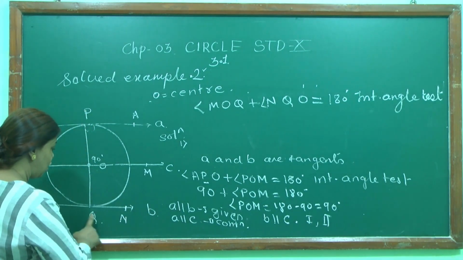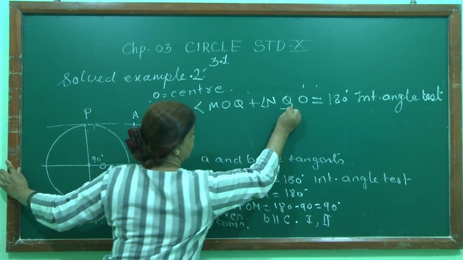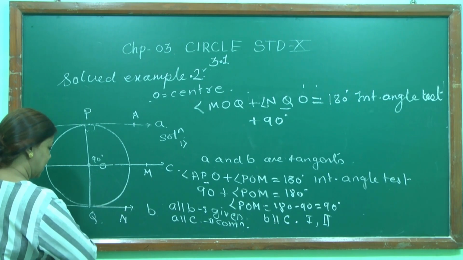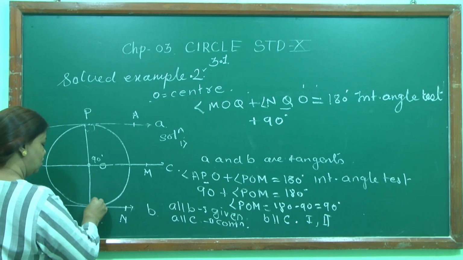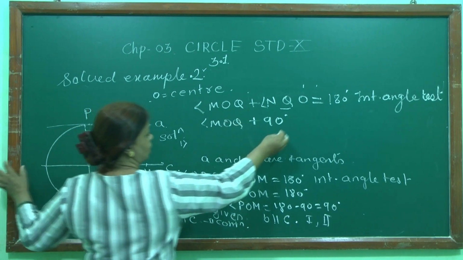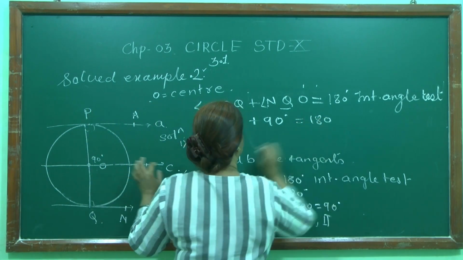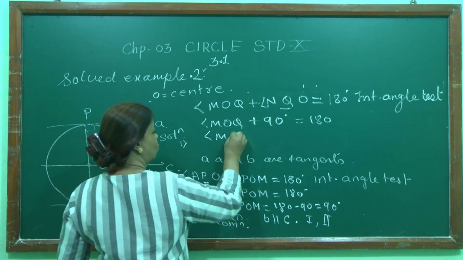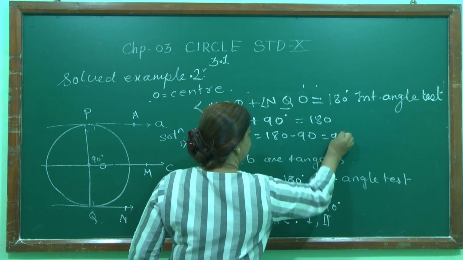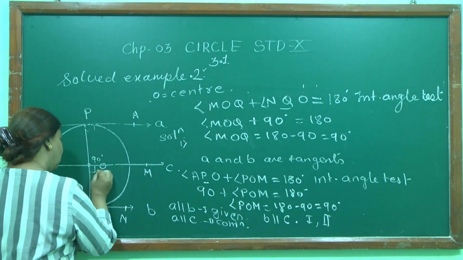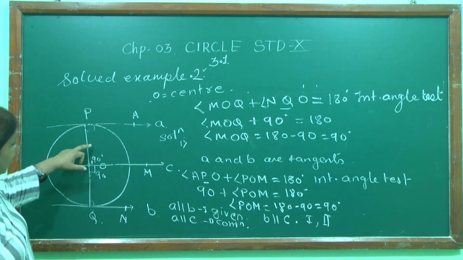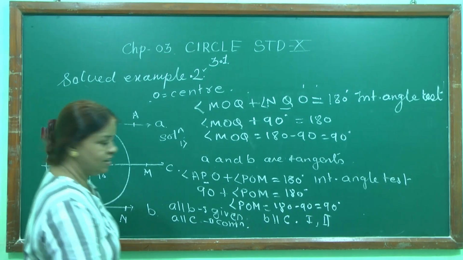Now we know NQO, this angle is 90 degree because this is a tangent and this is the radius. So this is 90 degree. So angle MOQ plus 90 is equal to 180. Now angle MOQ is equal to 180 minus 90, which is equal to 90 degree. So I got this angle also 90 degree, this angle also 90 degree. Now if I add these two angles, what will I get?